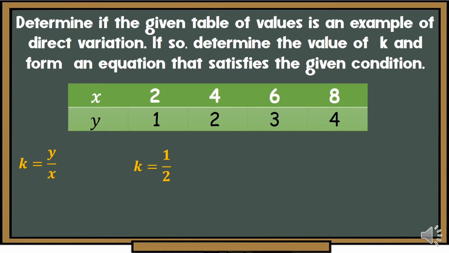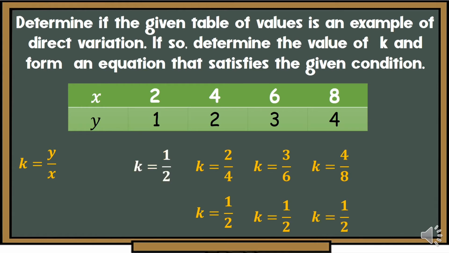In this example, we have 2 over 4. 2 over 4 when simplified is 1 half. Here, our y over x is 3 over 6. And 3 over 6 is also 1 half. In here, y over x is 4 over 8, which is also equal to 1 half. Since the value of k in each is the same, k is equal to 1 half, we can say that yes, y varies directly with x.